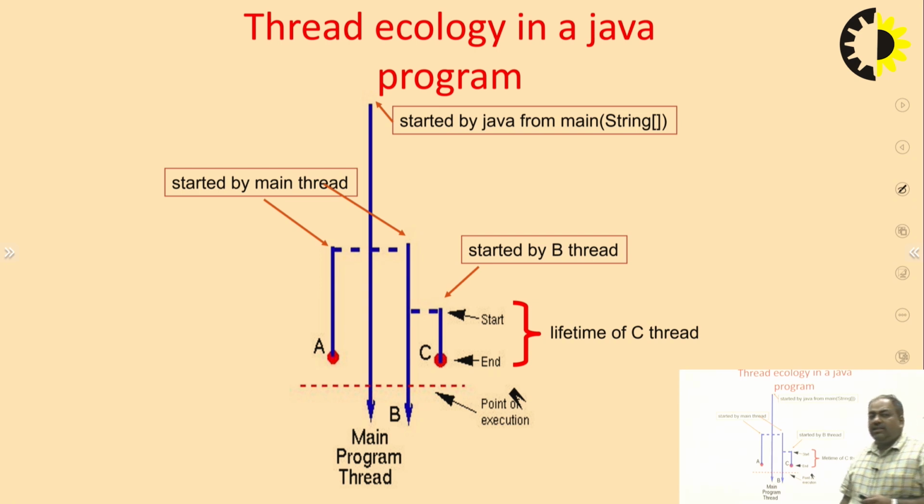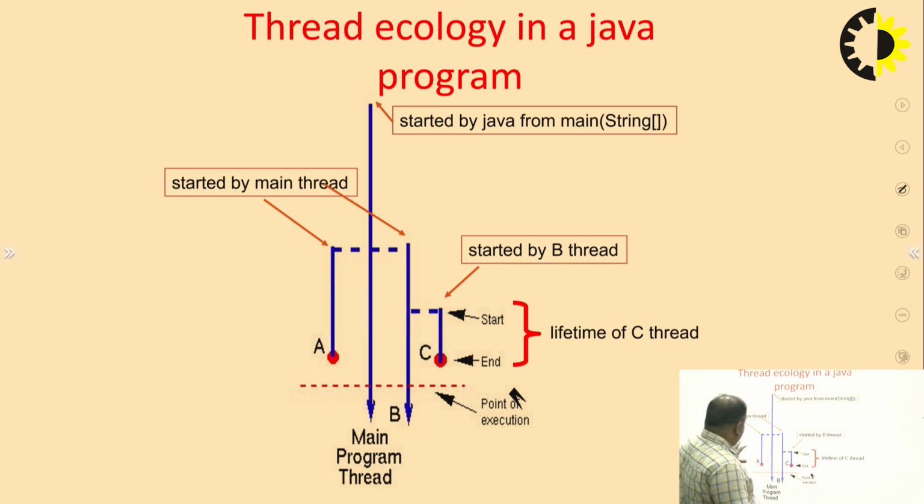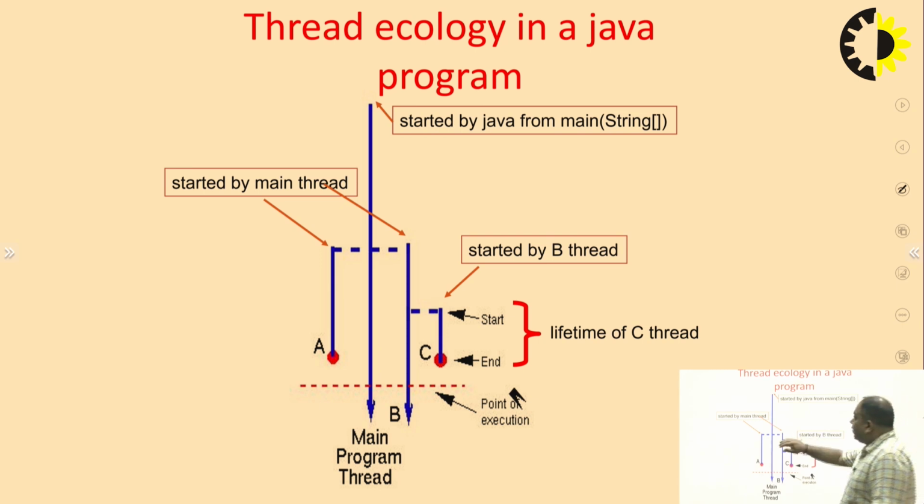Thread life cycle in a Java program means how the thread is executed. We start with the main thread, like we can say A and B. First we start with thread A, then we start with thread B, and if required, if we need thread C, then it will go to the lifetime of thread C. Otherwise, it will go to the main program where we execute both these threads, and we define the method on which these two threads will work.